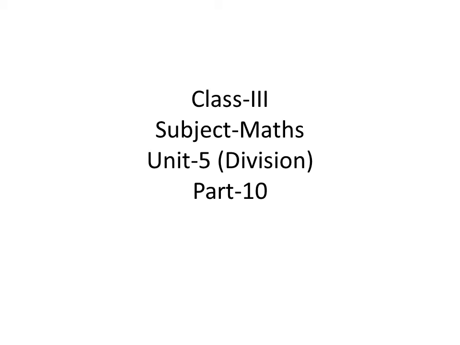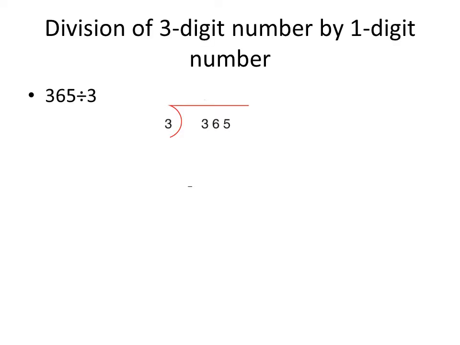Today we will continue unit 5 and learn more about the long division method. Division of 3-digit number by 1-digit number. 365 divided by 3. First of all, we arrange it as shown below. Here 365 is your dividend and 3 is your divisor.